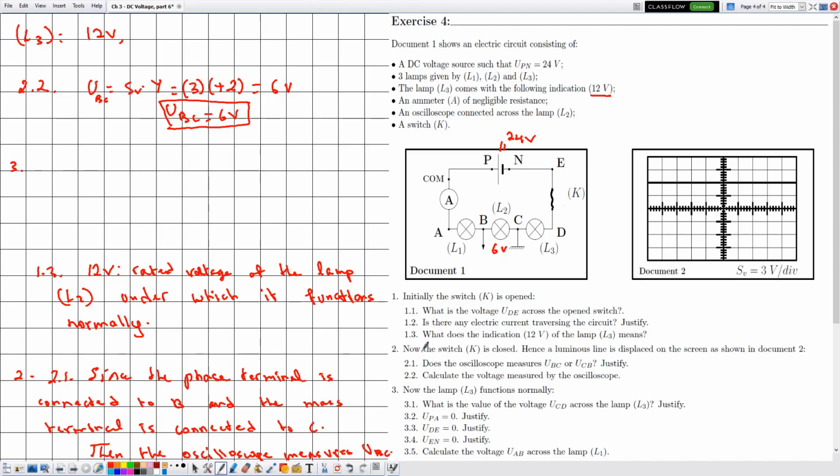Now in part 3 they are telling me the lamp L3 is functioning normally. So what does this mean? We know that the lamp L3 comes with the following indication, 12 volts, and since it's functioning normally, then the applied voltage which is given by UCD will be equal to the rated voltage which is given by 12 volts.